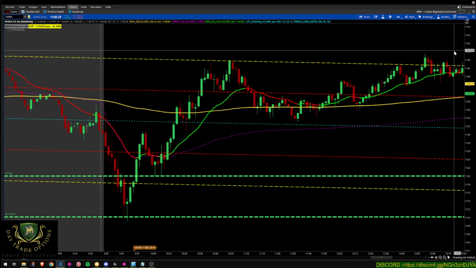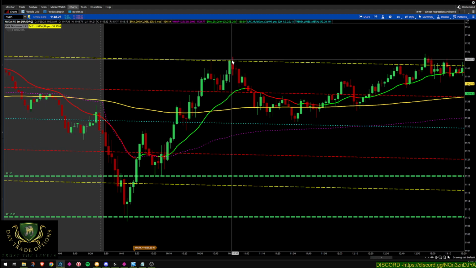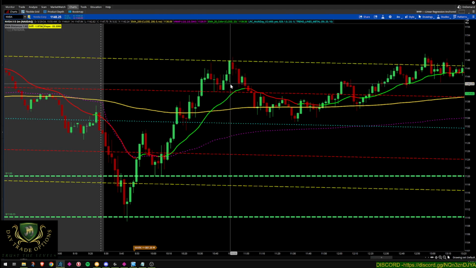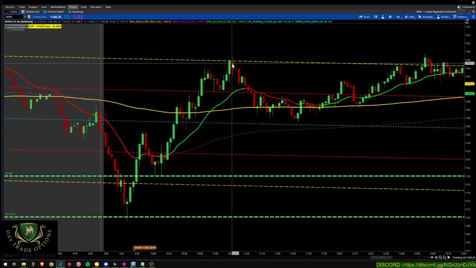He was getting out at 1150, so I think he took most profit when it ticked off this. He does not trade the LRC, but when he called out that he was taking majority of his profit off, it was exactly right here. He couldn't have timed it any better.